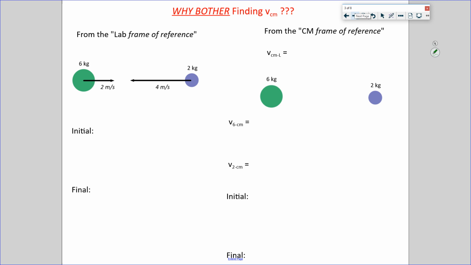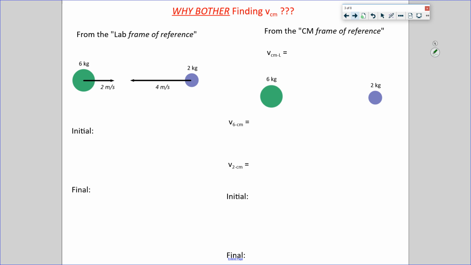Now, why bother with this V_CM? Well, it's a nice way to illustrate the constant nature of a system's velocity and/or momentum, but it can be useful in a special kind of problem. And that special kind of problem is when two objects collide. Well, I should say when they interact completely elastically.